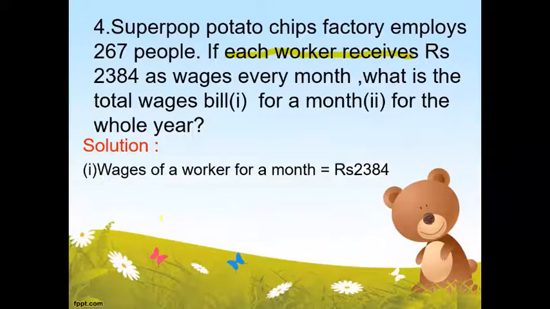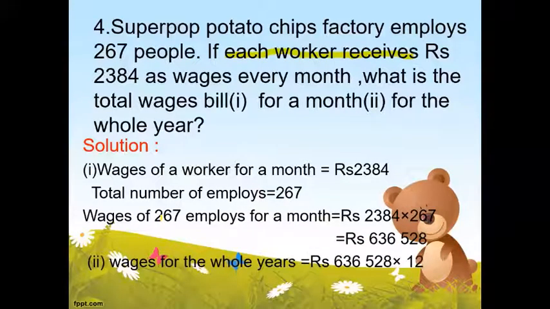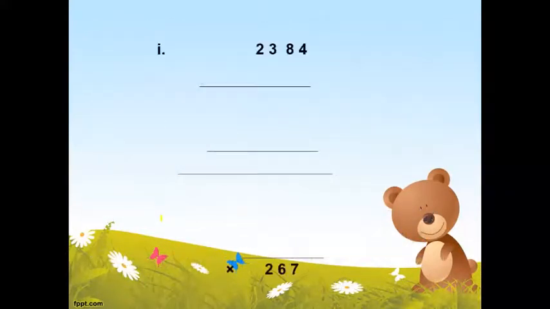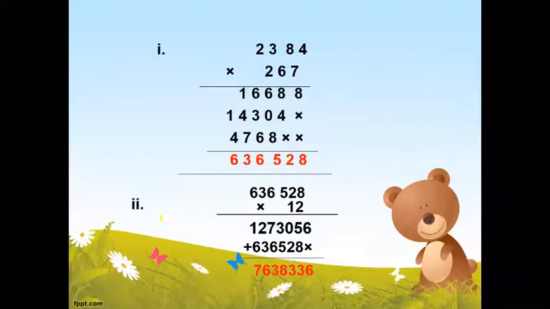So you can see the first part on your screens. We will do the multiplication here, and for the wages for the whole year, when we want to calculate it for the whole year, you must know that in 1 year there are 12 months. So you will multiply the 1 month's salary of all the workers by 12. You can see the multiplication here, but it would be better that you first solve it by yourself.